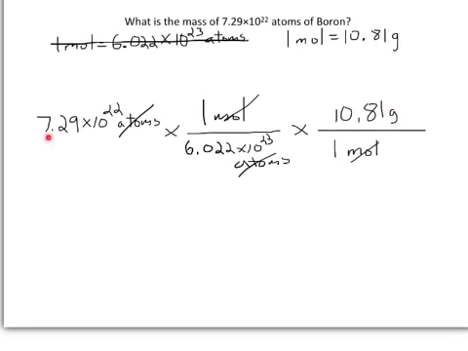So I'll multiply 7.29 times 10 to the 22 times 10.81 and divide that result by 6.022 times 10 to the 23rd. Remember, when you enter this number in your calculator, be sure to either use parentheses or use your exponent button so that the calculator knows that that is one whole number. And when I do that, I get a value of 1.31 grams.